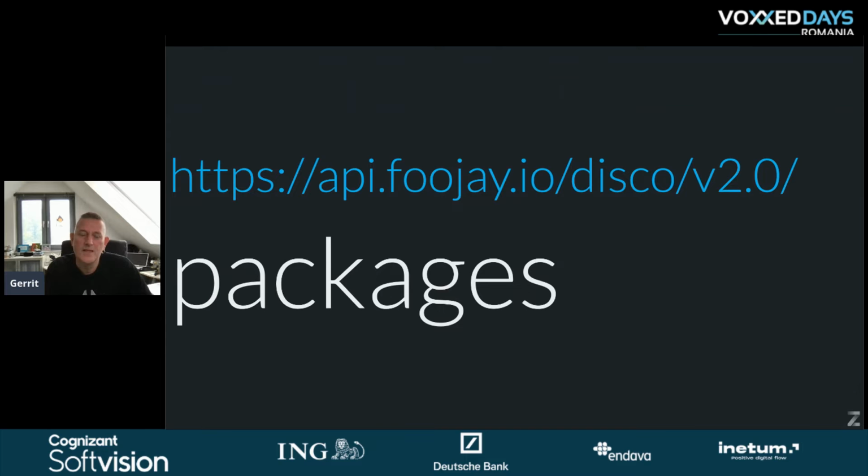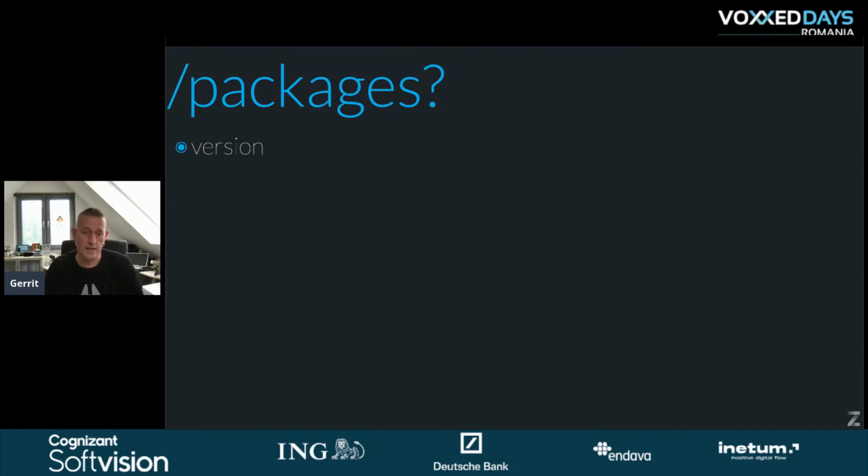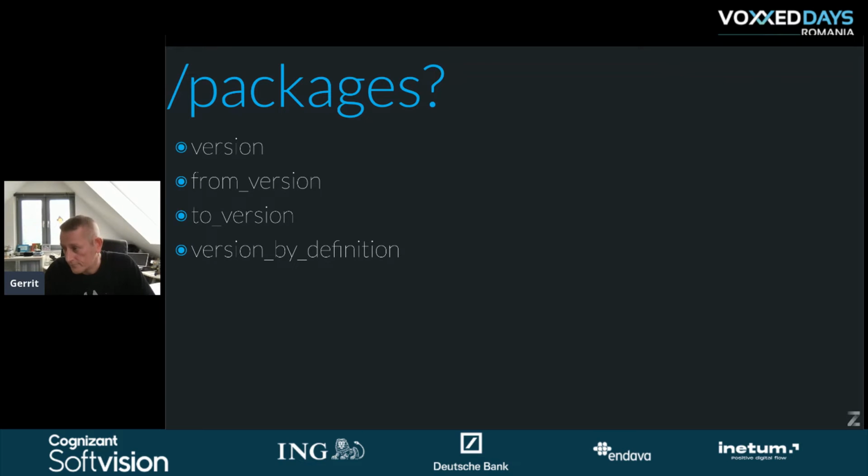Next one would be, and this is the biggest endpoint, the packages one. This is the actual one that you can ask for a specific package. That means it has a lot of URL parameters like version, from version, to version. That means you can also define a range of versions. Let's say you would like to say, give me all packages from version 11.02 to version 11.09. And then you will only get this list of versions. You could also do version by definition, and I will have an example for that one later on.